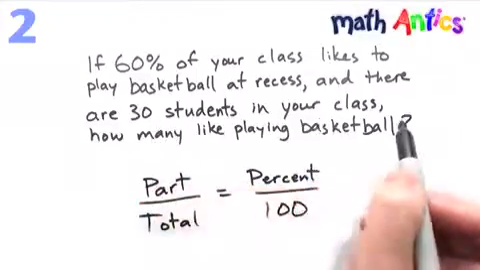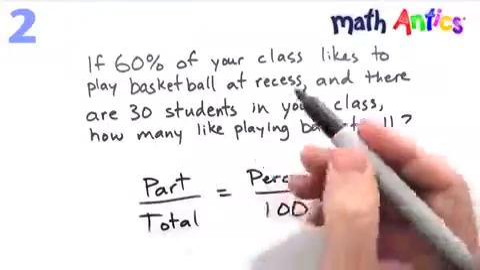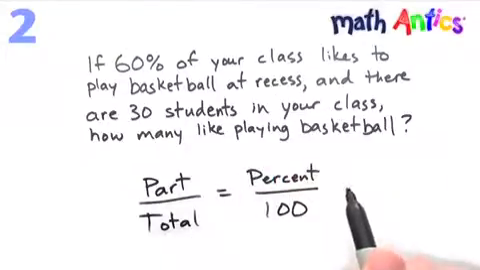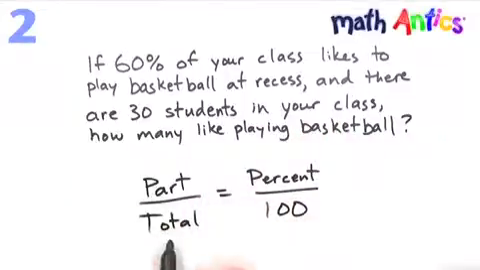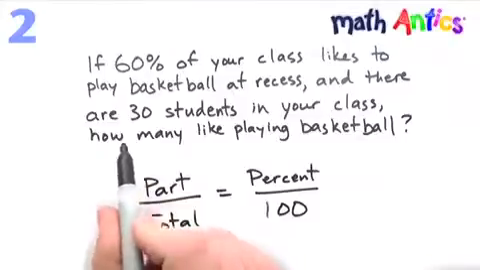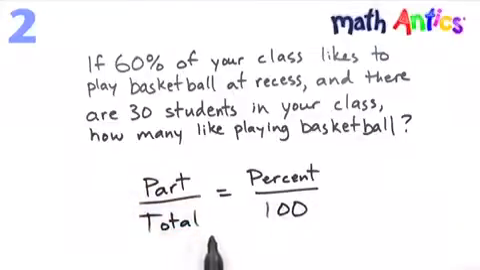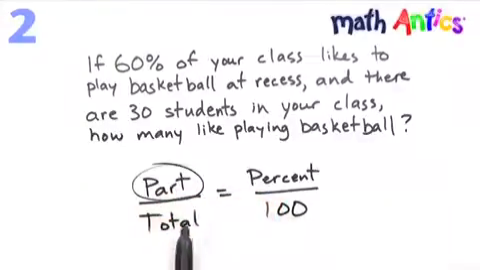And the 30 students in your class, that's the total number of students that we're talking about. It's not just the amount of students that like playing basketball or like playing something else. It's the total number of students, so that's got to be the total. And then what we're missing right here, how many like playing basketball? Well, that would be the part of the total. So the part is what's missing, and that's our answer.